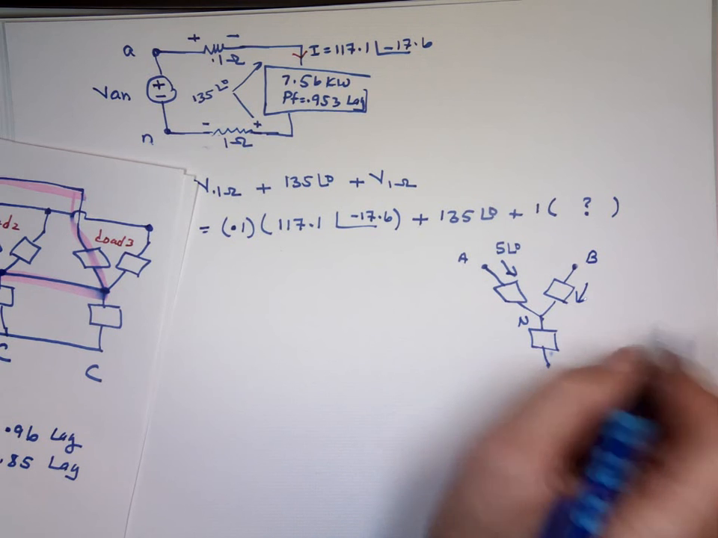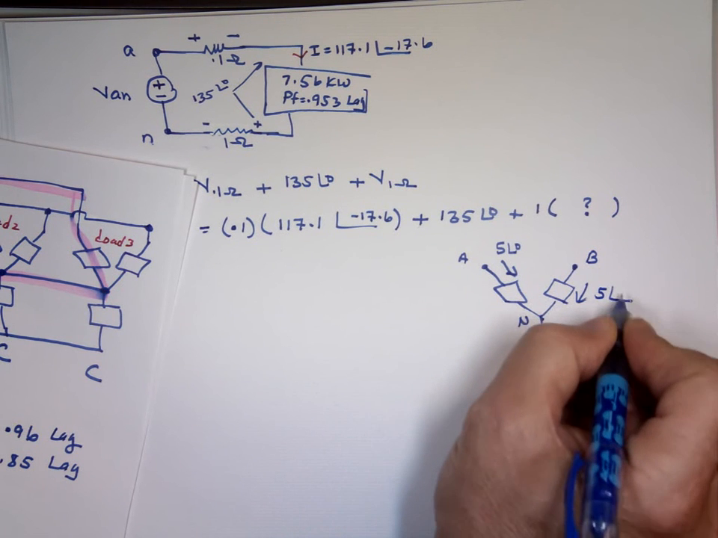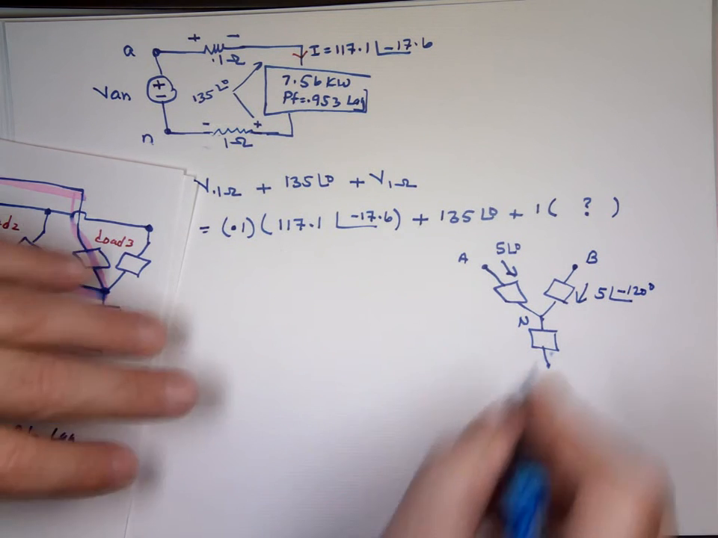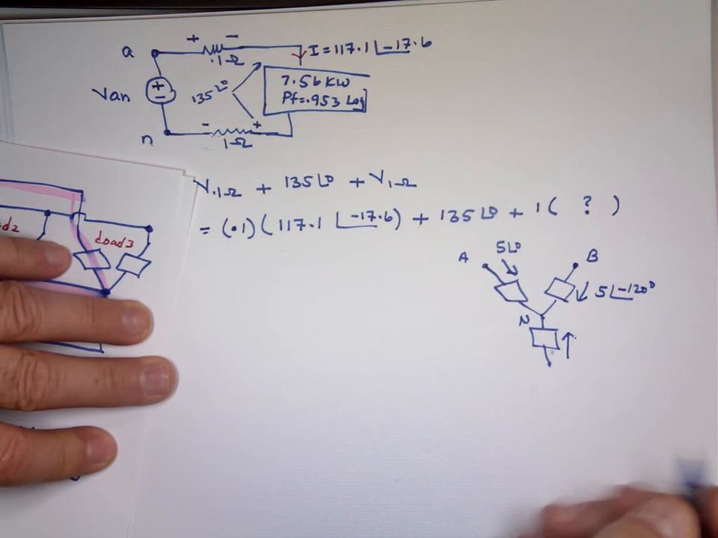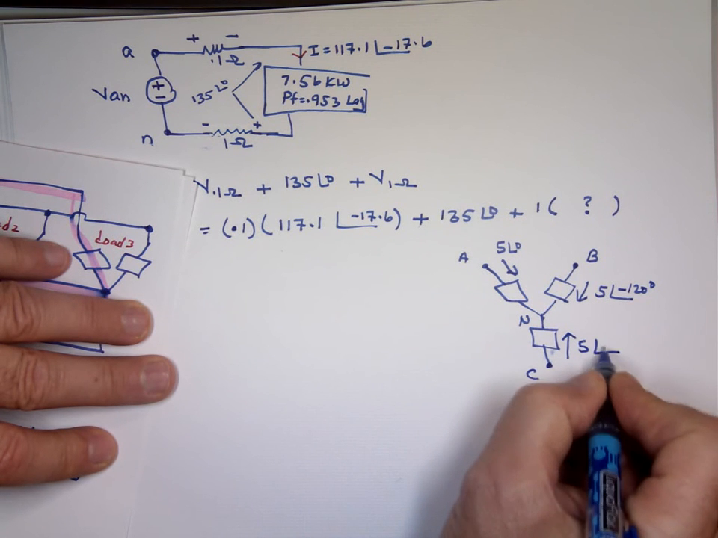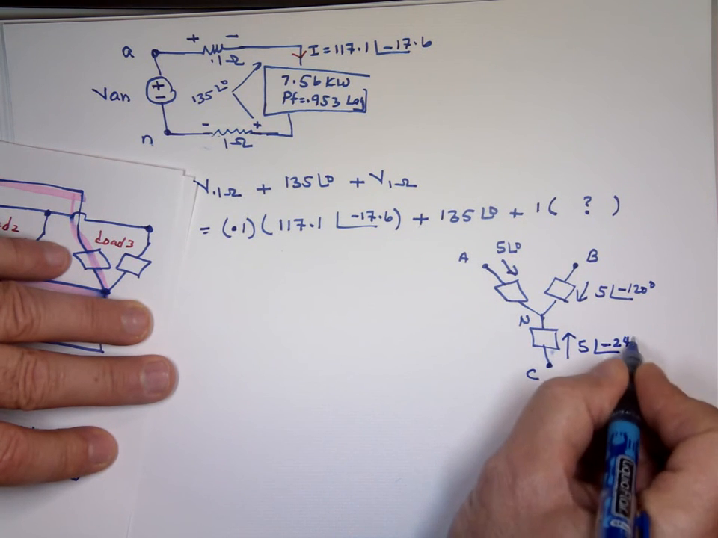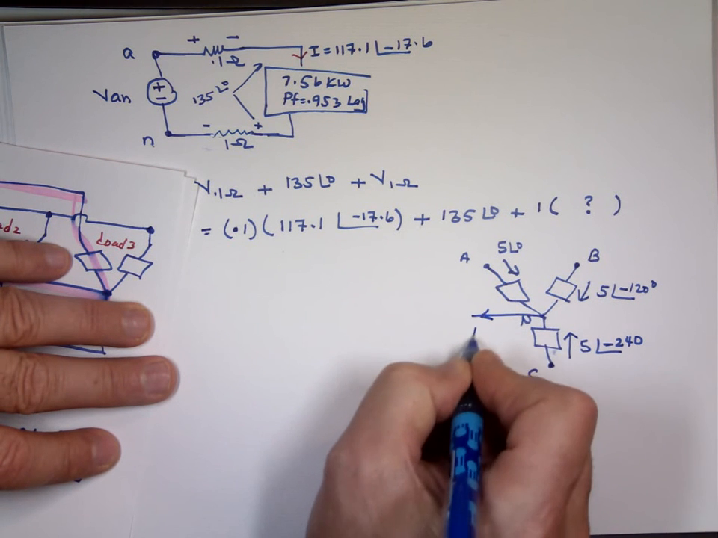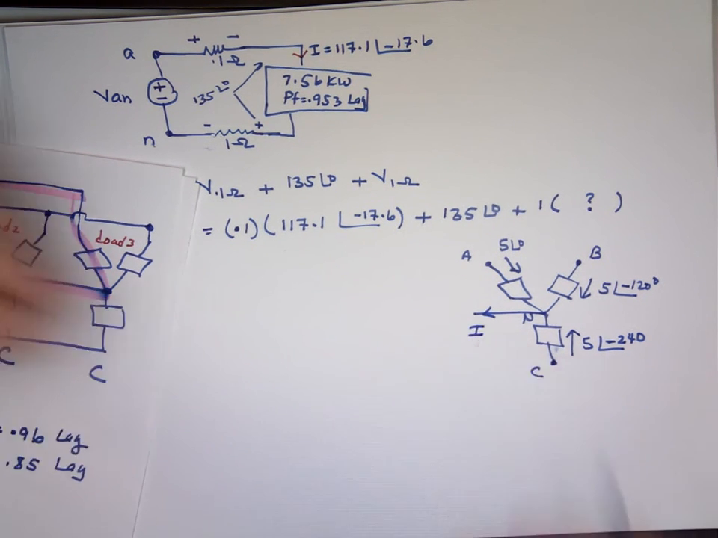5 angle what? Negative 120. And what's the current this way, from C here? 5 angle what? Negative 240. That current is going to come out of this node. Can you tell me what that current is? I'm putting a hold on this problem for a second because I need to calculate what that current is.